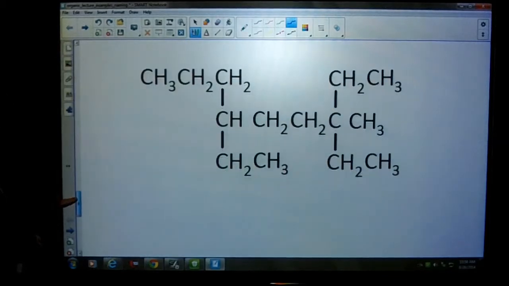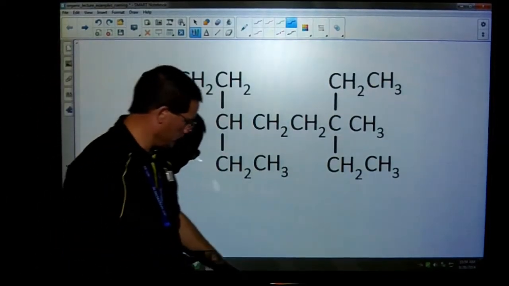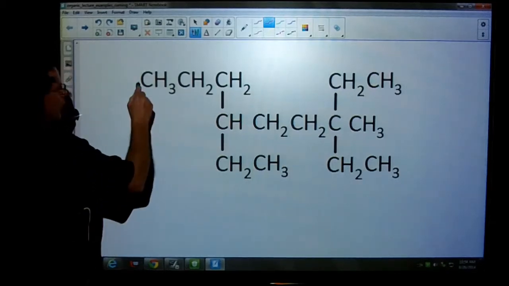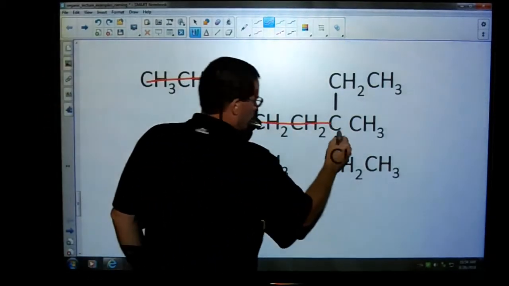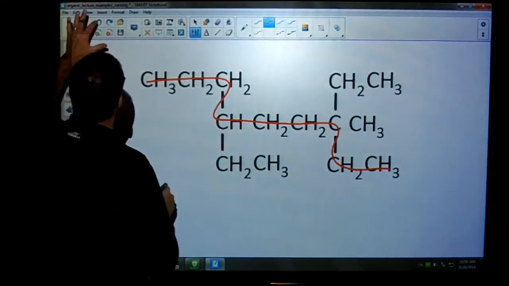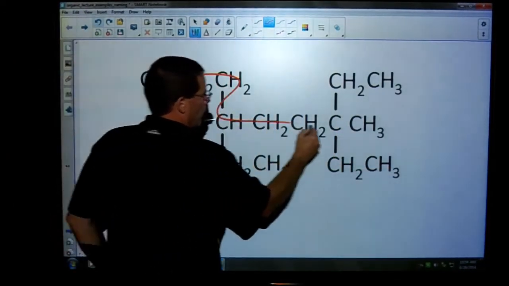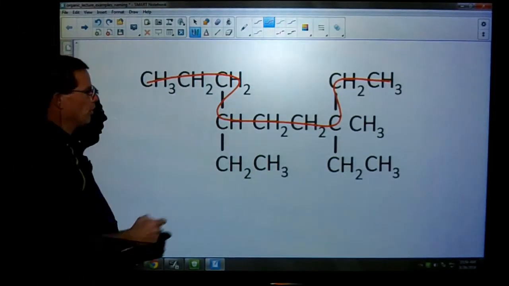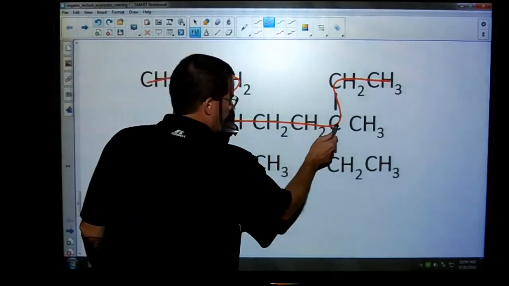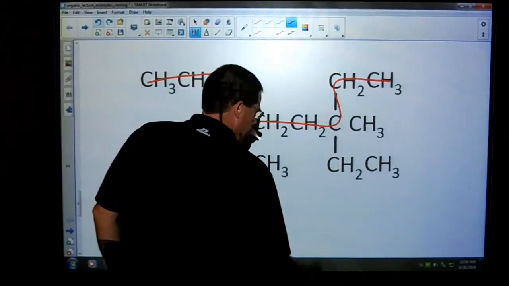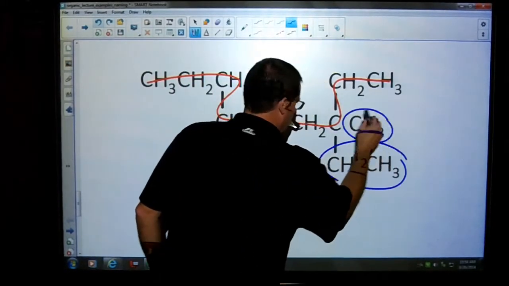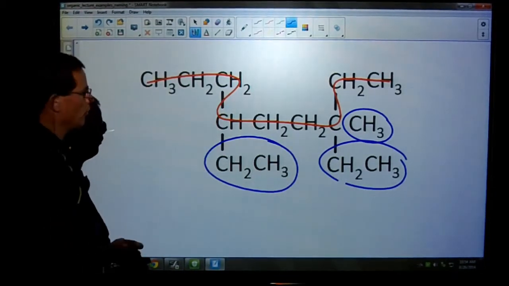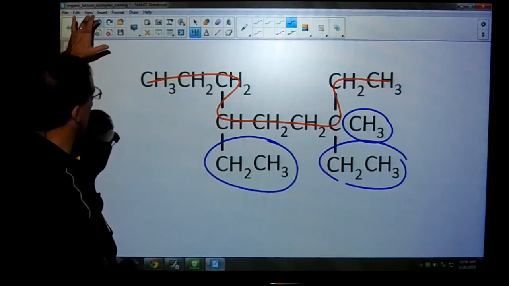All right, let's take a look at this one. Find the longest chain. And it looks like it could either be this or it could be this. And it doesn't matter which way you're going. To be honest, it doesn't matter because, again, on that carbon, we're going to have an ethyl group and a methyl group attached, and on this carbon, we'll have an ethyl group. So we actually have two ethyls on this compound.